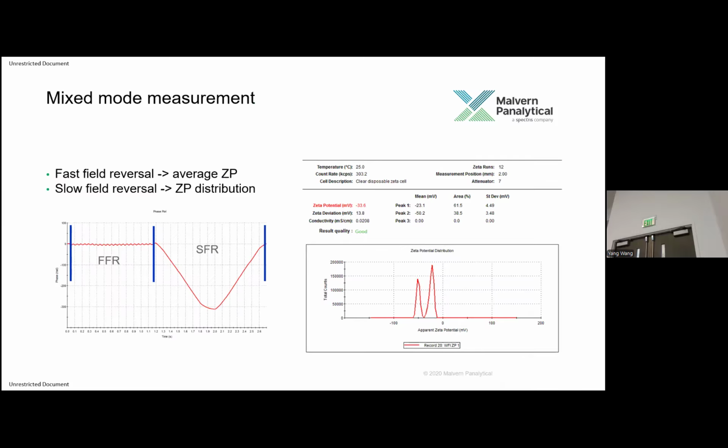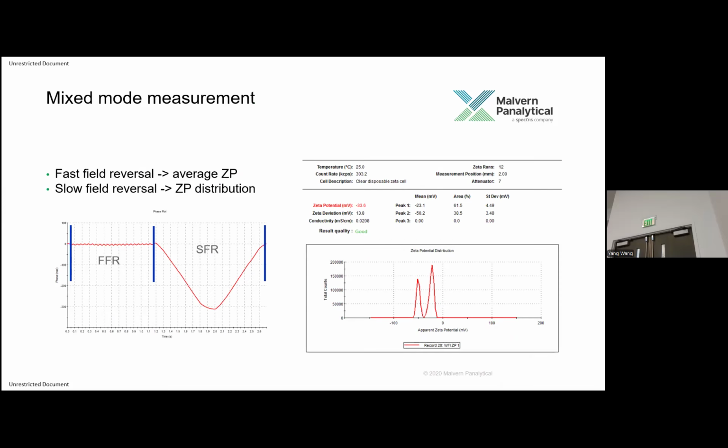So when we have our cuvette and our electrodes, we can apply the voltage in different ways. Particles will respond to that voltage orders of magnitude more than the liquid. And so we can apply something called fast field reversal, which gives particles a chance to respond in their particle velocity to the applied voltage. And that will give you the overall Z potential value.